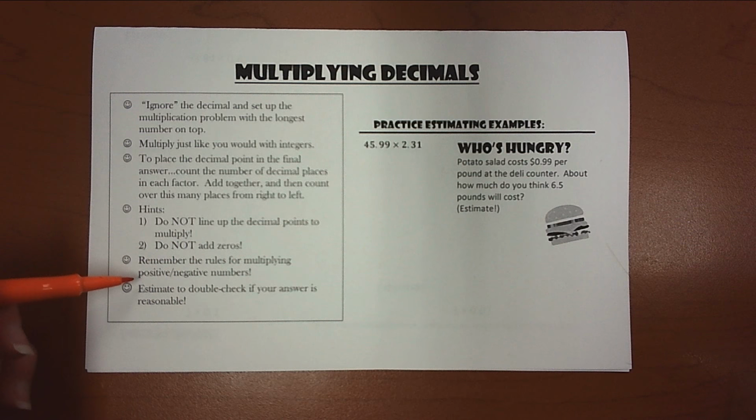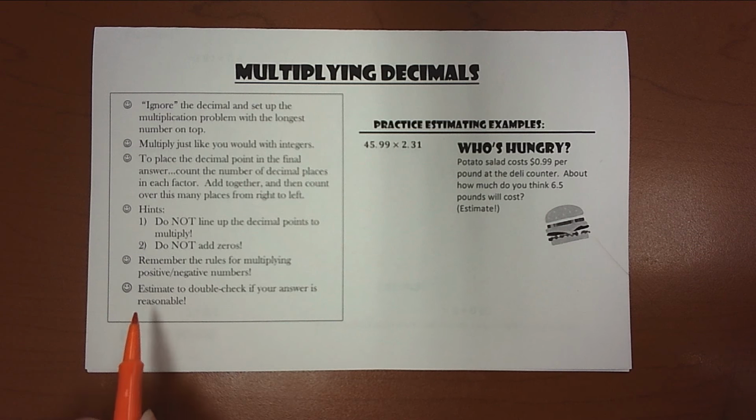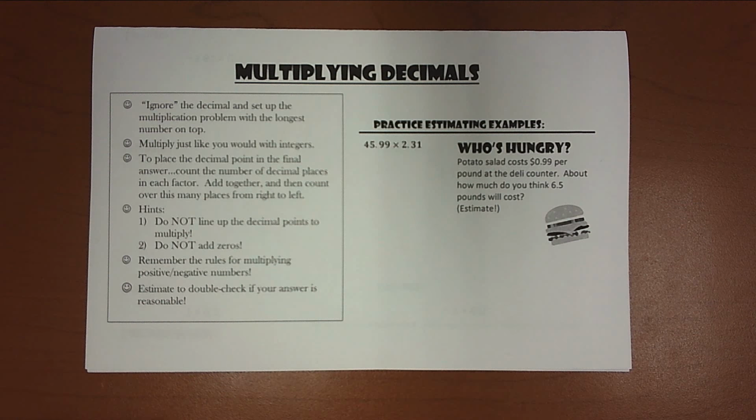Remember the rules for multiplying positive and negative integers. A positive times a positive is a positive, a positive times a negative is a negative, and a negative times a negative is a positive. And then it says estimate to double check if your answer is reasonable. So we'll do that at the end here.